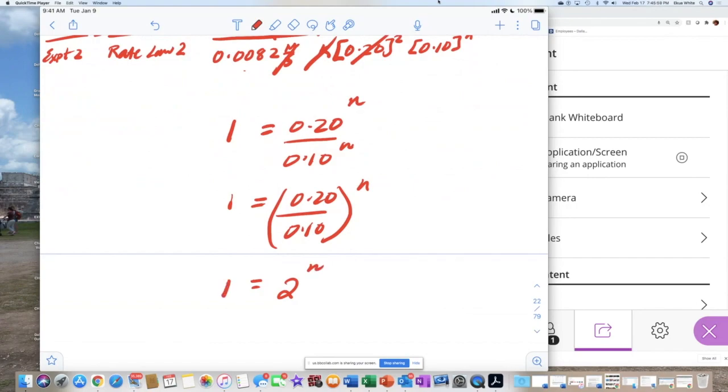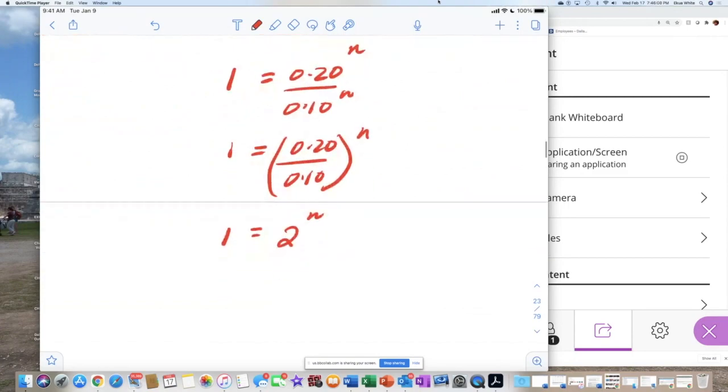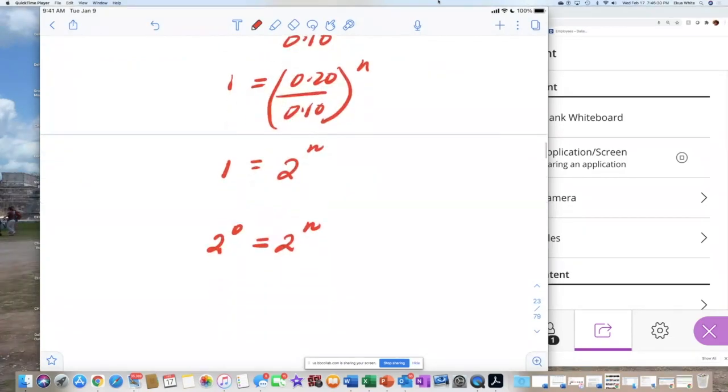Now we have to rewrite the number 1 having a base of 2. So go back to your math rules: any number to the power 0 is equal to 1. So 2 to the power 0 equals 1, and that replaces 1. So 2 to the power n equals 2 to the power 0. If the bases are the same, so are the exponents, so n is equal to 0.